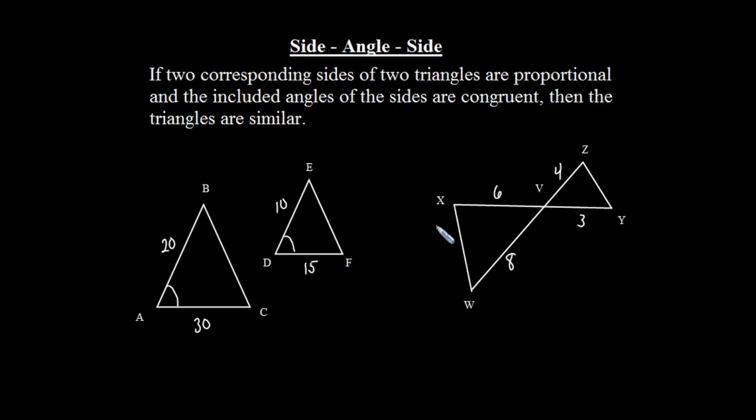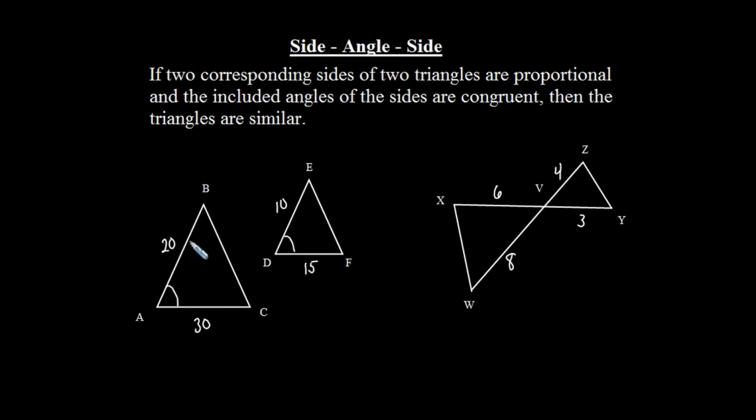All right, our third theorem is the side-angle-side theorem. That says if we have two corresponding sides in two triangles that are proportional, and the included angles of those sides are congruent, then the triangles are similar. So we're combining the idea of proportional sides and the congruent angles.